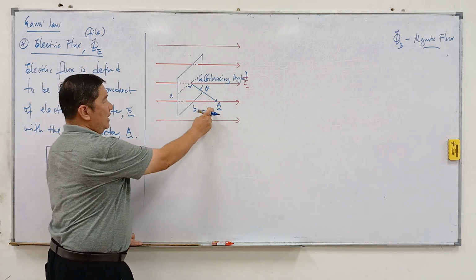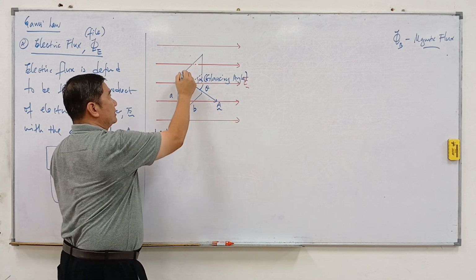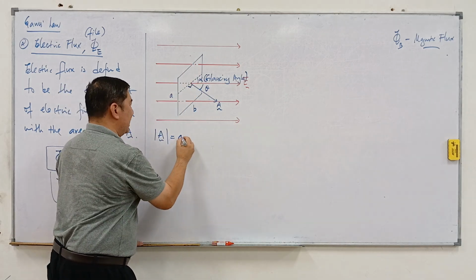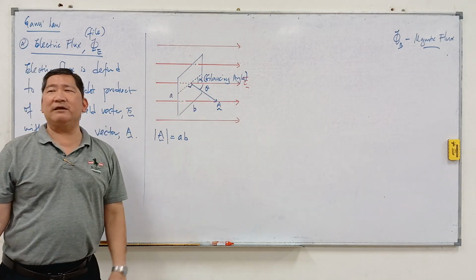So now we have A, theta, and the magnitude of A is actually the cross-section, the area of the object here, which is A times B. So in order to calculate the magnetic flux, you need three things. Number one, the size of the object. Number two, the strength of the electric field. Number three is the angle between the vector A and the vector E. So there's no special name for that theta, but the other side you have. Funny, in physics the important thing you don't give a name, but the not important one you give a name.